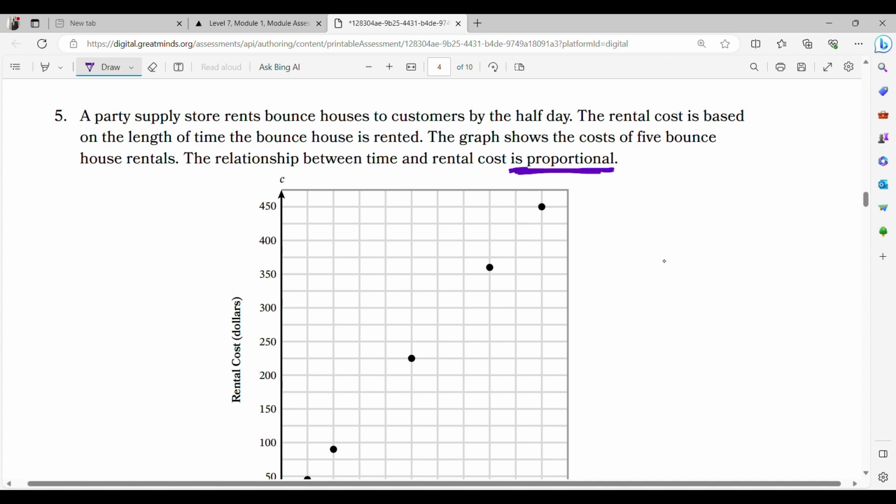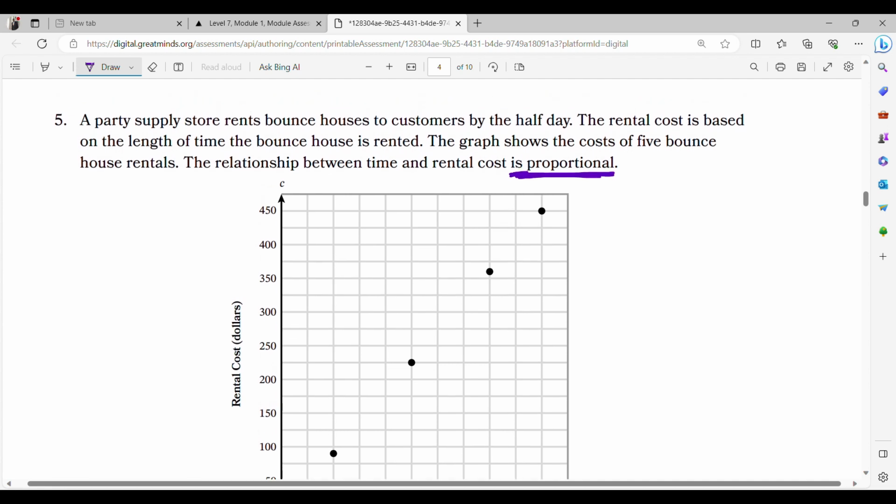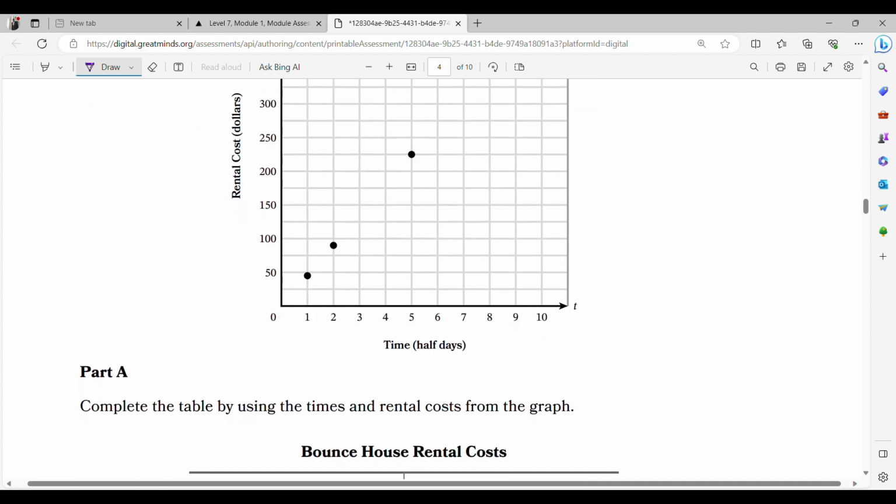So that is not a question. Do not answer this as yes, it is proportional. They already told us that it's proportional. They told us they rent it out for half of a day, which is 12 hours. I don't know if I'll need that later or not, but I'm going to put it up there just in case. And we know that it's proportional, and they're doing 5 different bounce houses. All right, let's see what we got.